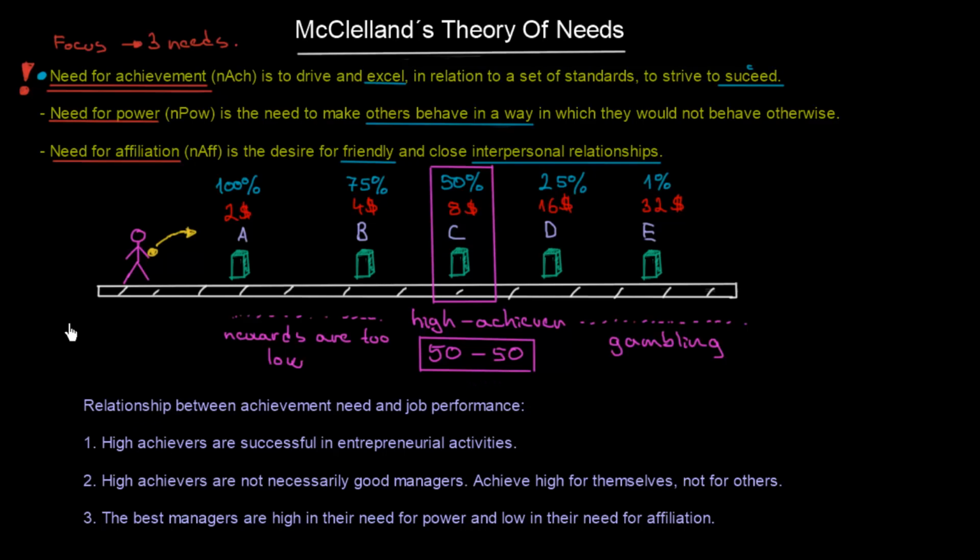So there is some relationship between achievement need and job performance. So according to how high your achievement need is, this is going to impact your job performance. At first, high achievers are successful in entrepreneurial activities. And here we have to mention, if one with a high need for achievement decides for entrepreneurial activity, again, this person is going to look for chances of 50-50% success.